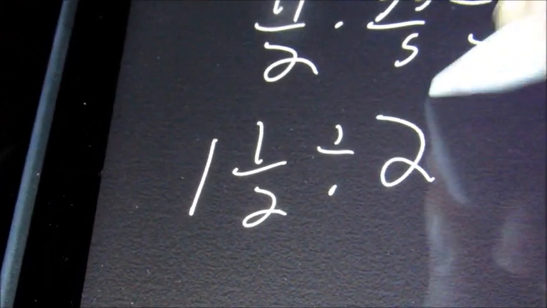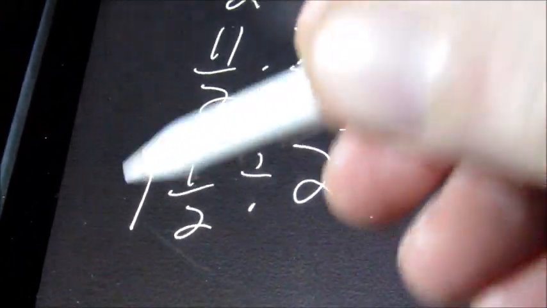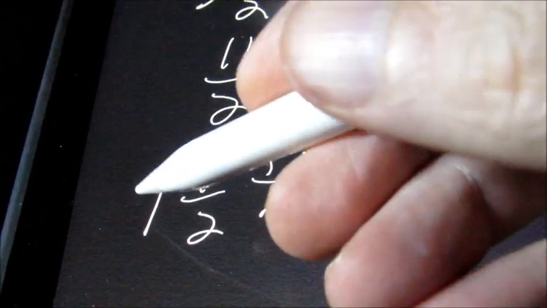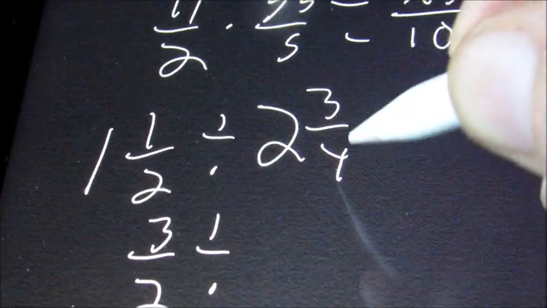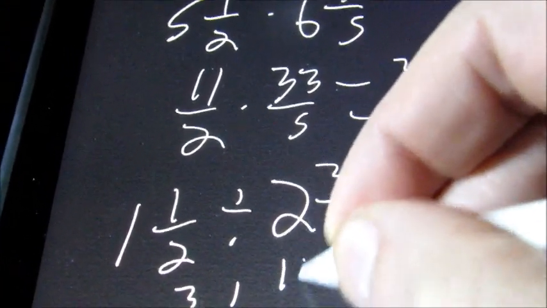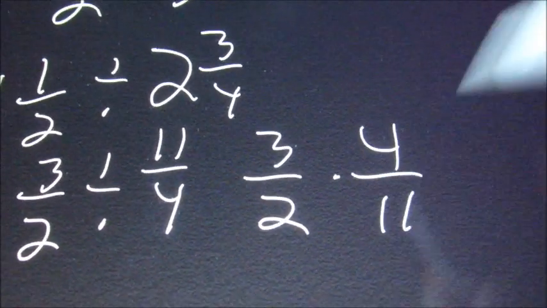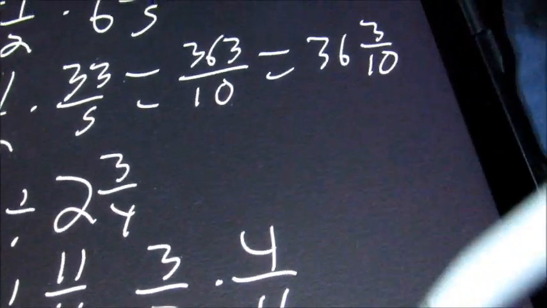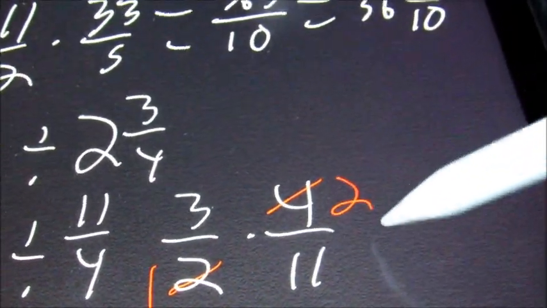I'll do one that's a division now. 1 1/2 divided by 2 3/4. So I'll change it into improper fractions. So this will be 2 times 1 is 2, plus 1 is 3 over 2, divided by 4 times 2 is 8, plus 3 is 11 over 4. And now I need to flip the second one. So I have 3 over 2 times 4 over 11. And I can simplify the 2 and the 4 by dividing both by 2. So this will become 1, this will become 2.